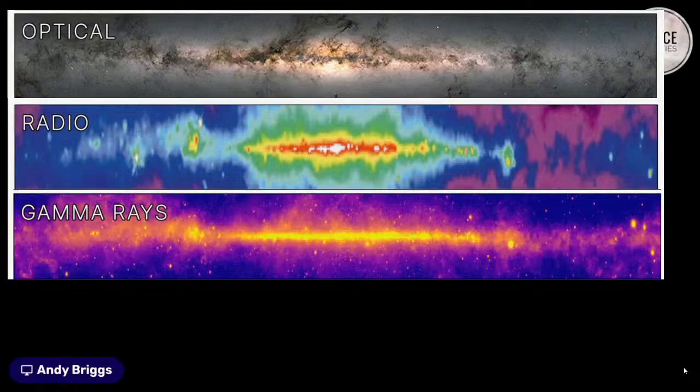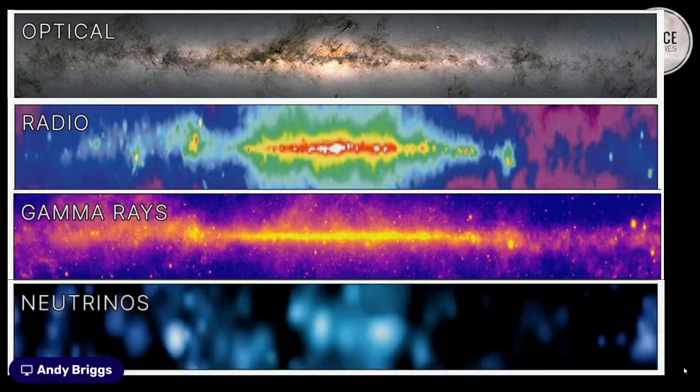We can show you what the plane of the galaxy looks like in neutrinos. And it looks like that. So this is the first time that we've been able to map the plane of the galaxy using neutrinos. It's an immense achievement. There are lots of bright neutrino sources there. The next step will be to work out where those neutrinos are coming from.